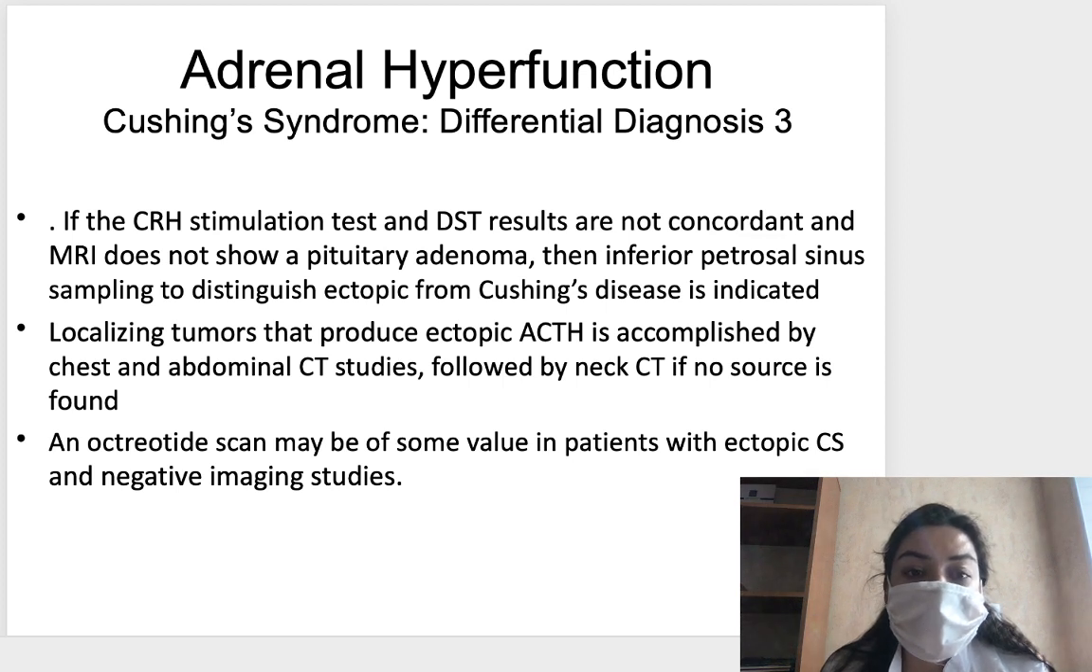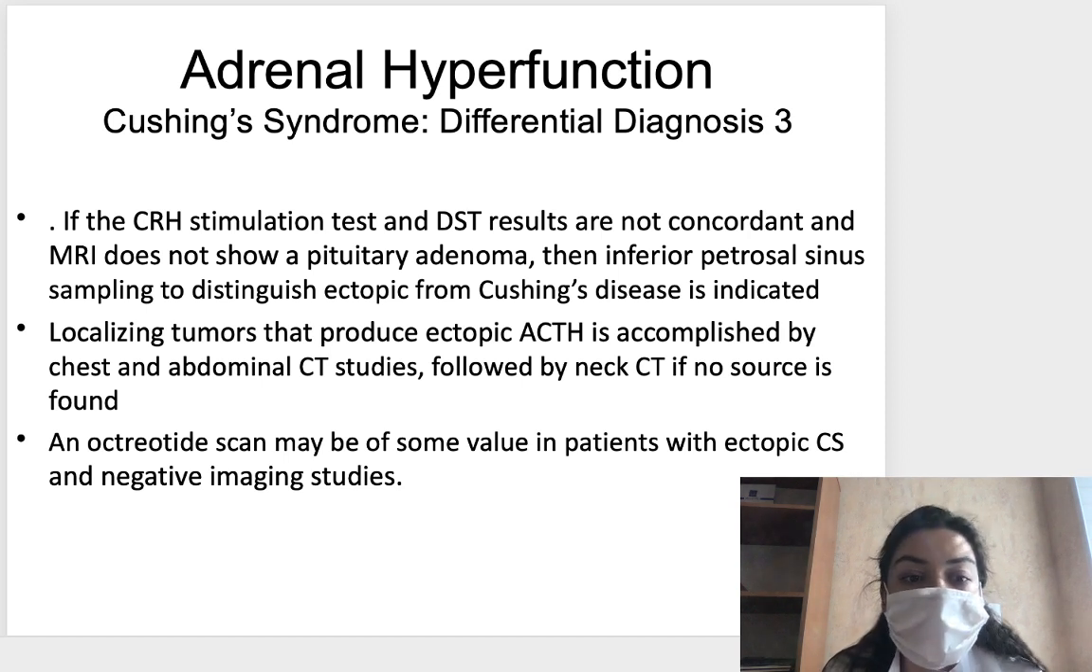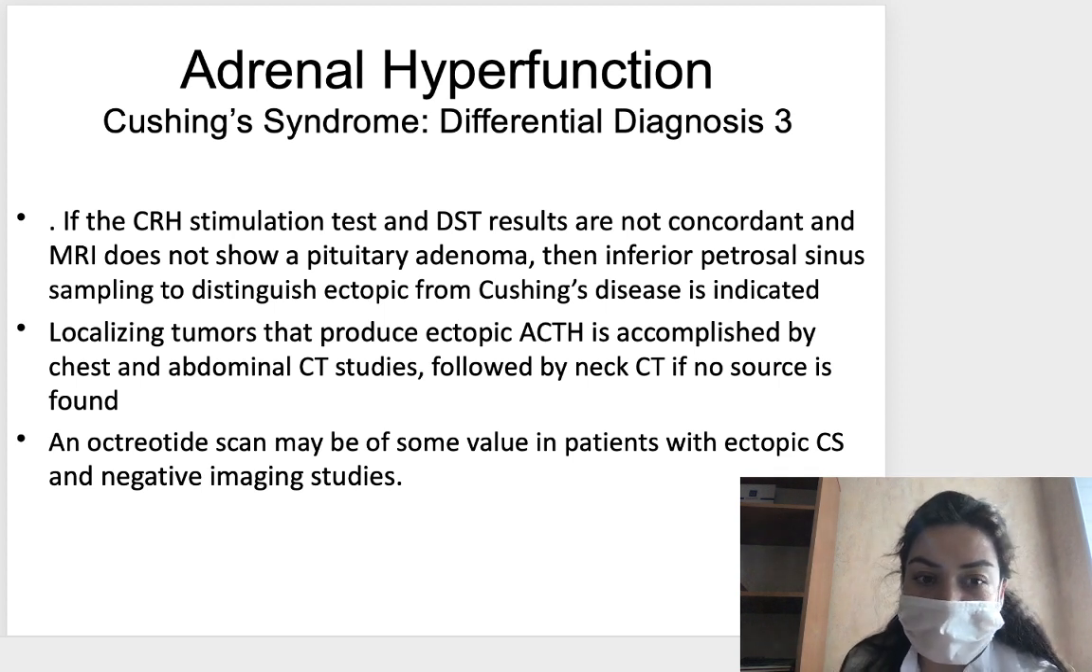If the CRH stimulation test and DST result are not concordant and MRI does not show a pituitary adenoma, then inferior petrosal sinus sampling to distinguish ectopic from pituitary Cushing's syndrome is indicated. Localizing tumors that produce ectopic ACTH is accomplished by chest and abdominal CT studies, followed by neck CT if no source is found. And an octreotide scan can be of some value in patients with ectopic Cushing's syndrome and negative imaging studies.